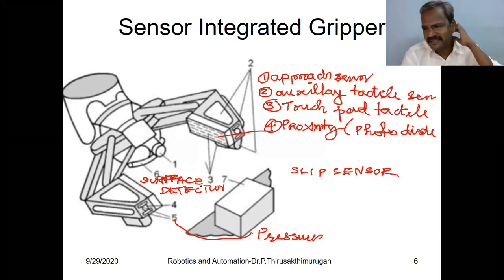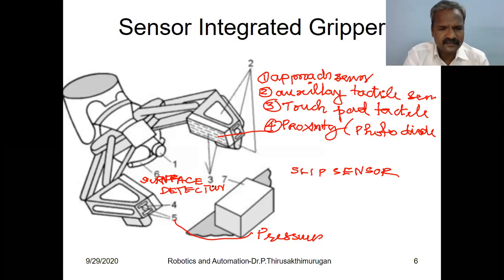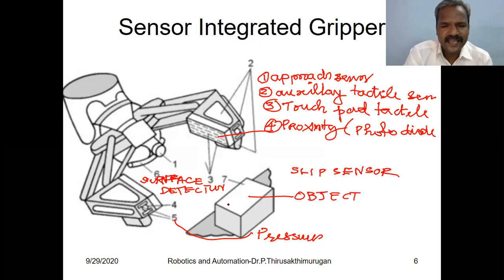Seven is nothing but an object. These are all the various parts. One is the approach sensor, two is the auxiliary tactile sensor, three is the touchpad tactile sensor array, four is the proximity sensor, five is the pressure sensor, six is the surface detection sensor, and seven is the object. So this is a typical gripper to grasp this object.